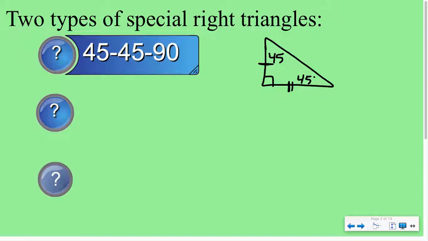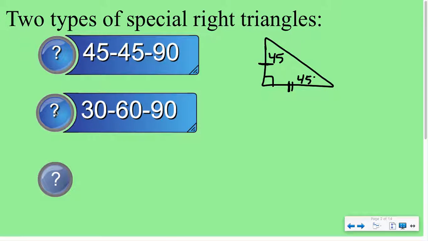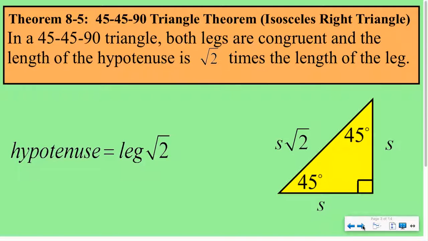Okay, so I will say either of it. And it says that at the top too, I think, 45, 45, 90, and then it also says isosceles right. The other one that we'll do on Monday is called a 30, 60, 90 right triangle. So your angle measures on those are 30, 60, and 90. But we won't worry about them today.